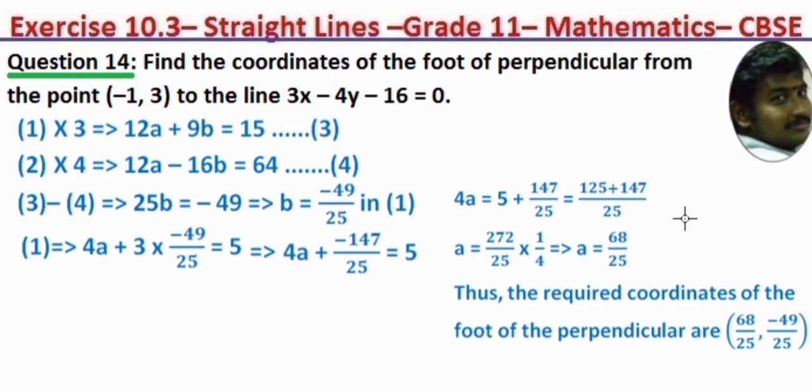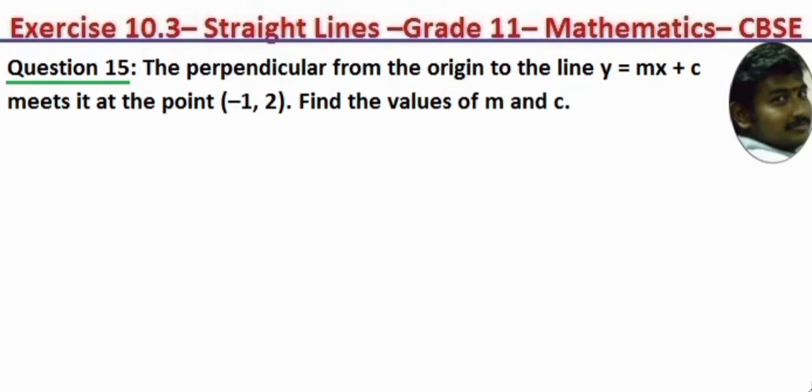Okay, come on, let us see the next question from the same exercise, question number 15. The perpendicular from the origin to the line y equal to mx plus c meets it at the point minus 1 comma 2. Find the values of m and c. Here the general equation is given, but the perpendicular from the origin meets a point minus 1 comma 2. By using this point and the origin, we need to find the values of m and c. Okay, come on, let's discuss.